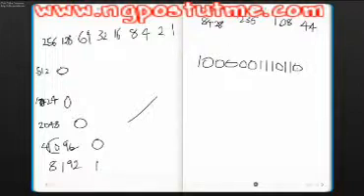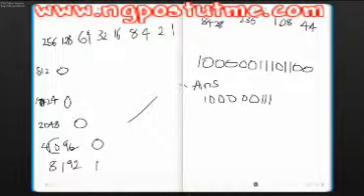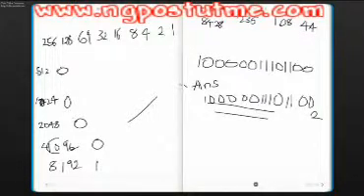So you can see it's a very crazy answer. Don't mind it. It is the procedure that matters. So the answer finally becomes what? The answer is 1 0 0 0 0 0 1 1 1 0 1 1 0 0 in base 2. That is how you solve this kind of question.